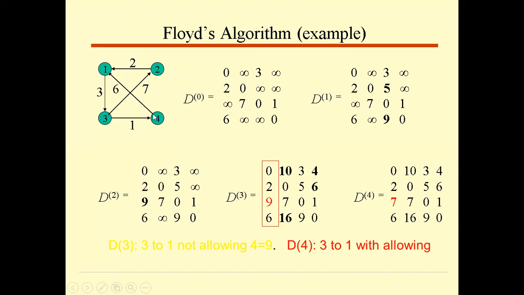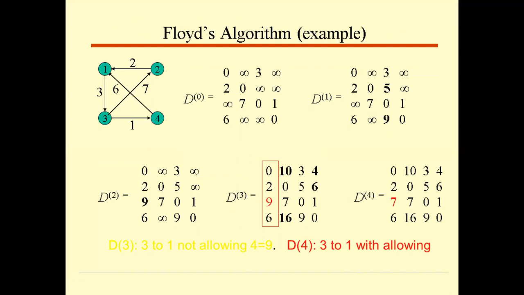From 1 to 4 we don't have any edge, so it is written as infinity. We have an edge from 4 to 1 only, not from 1 to 4, so it is infinity. In that way, the weight matrix is written. And that is the D0 matrix. Then from this one, D1 must be found. How to find D1? Using the formula we have seen already.